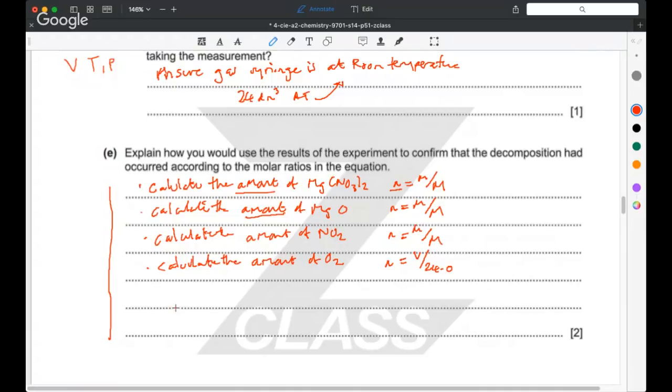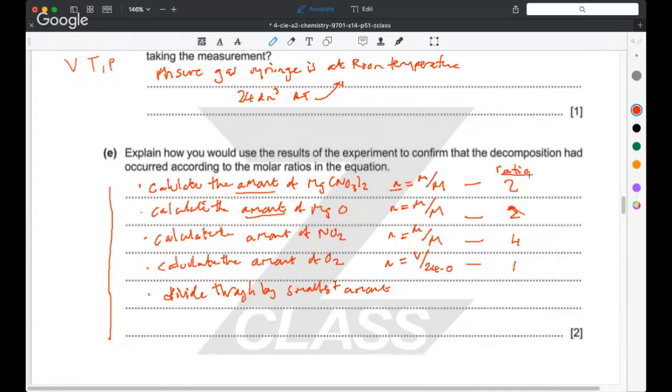And then you want to work out the ratio of these amounts. These will all come to numbers to, say, 3 or 4 decimal places. And to work out the ratio of amounts, you've got to divide through by the smallest amount. Yes? And what you should end up with, once we've divided through, is a ratio of 1 oxygen to 4 nitrogen dioxide to 2 magnesium oxide. There we go. So we'll end up with these ratios.